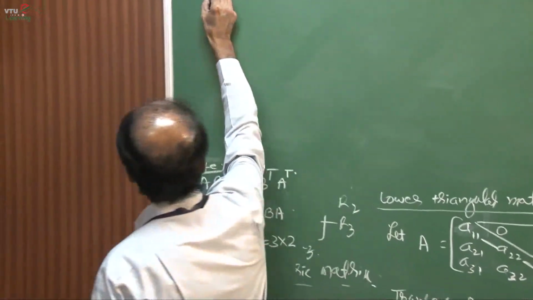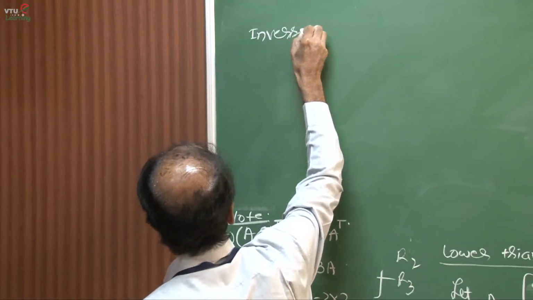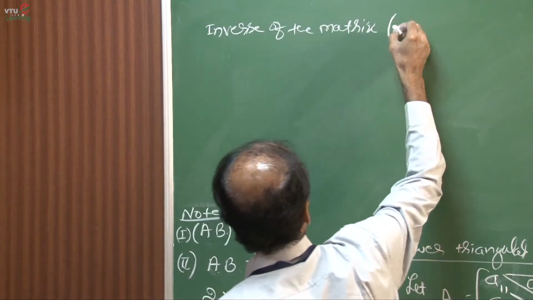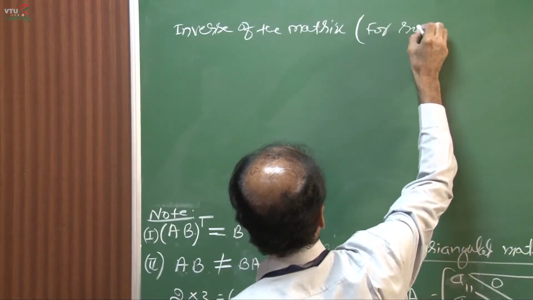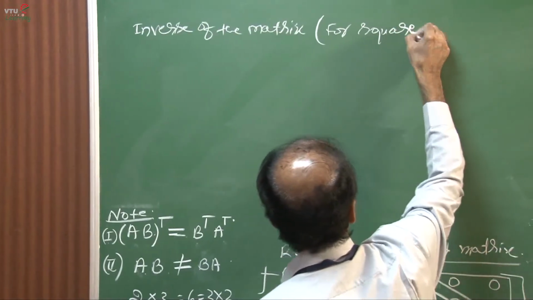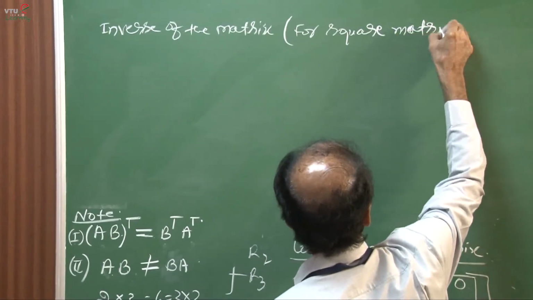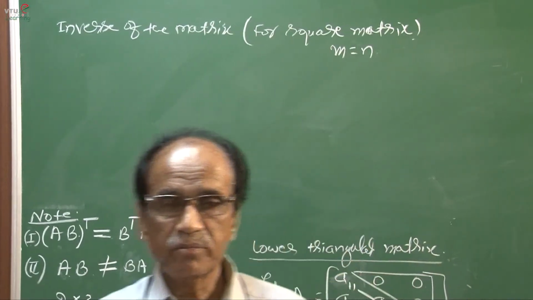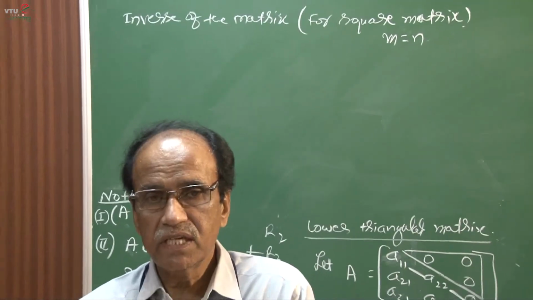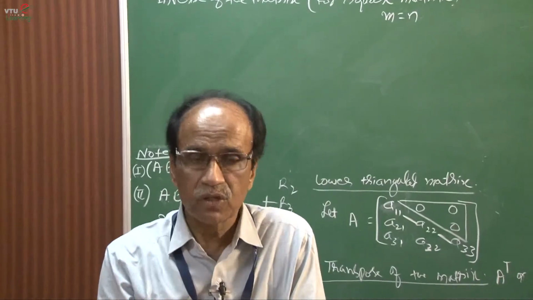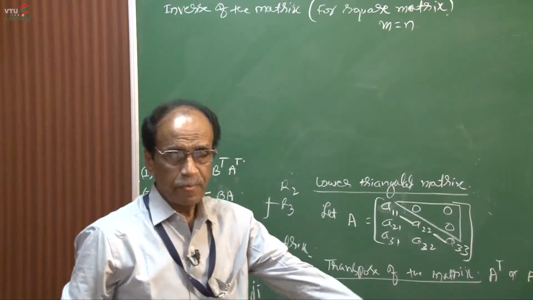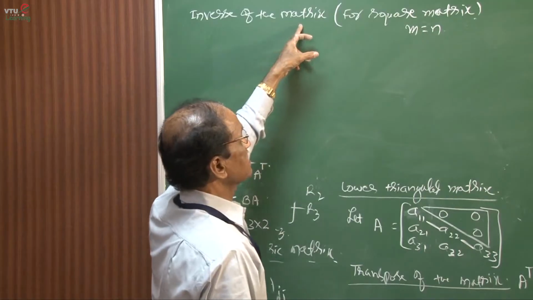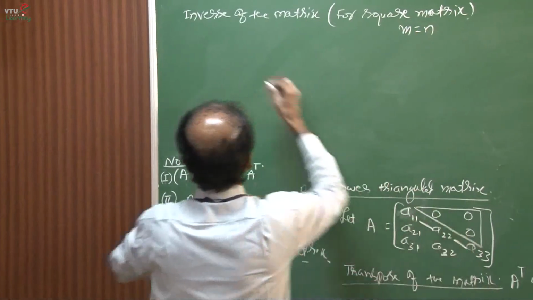So the inverse of the matrix, you remember, exists only for a square matrix, not for a non-square one. Square matrix means what? Square matrix means M equal to N. That means it will be 2 cross 2, 3 cross 3, 4 cross 4, like that. That means M equal to N: the number of rows is equal to the number of columns. Therefore, the inverse of the matrix exists only for a square matrix.